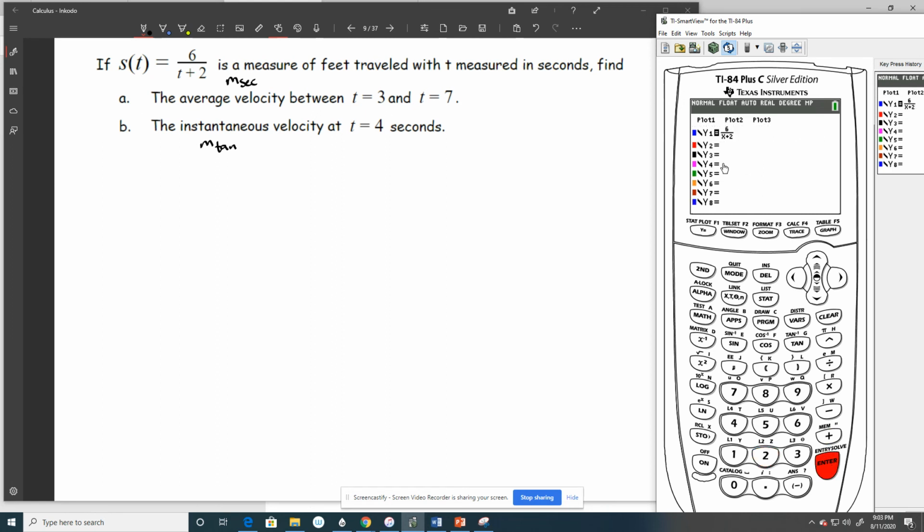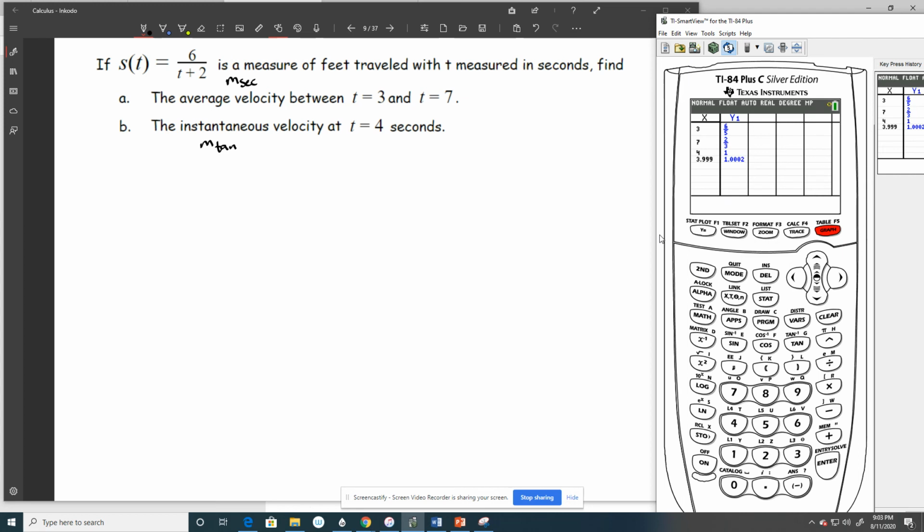Now that I have my graph, I'm not that interested. I mean, we can look at it. This is what the graph looks like. And I'm interested in the slope between this point right here and this point over here. So really all I'm interested in is my table. So I'm going to go to my table, and I'm going to plug in these couple of values. Let's clear what we have in there now. We have them in there now. So I'm looking at when x is equal to 3 and when x is equal to 7.